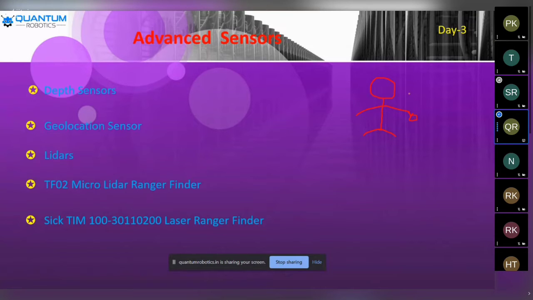If we go to a robot, firstly we begin with the material selection. In material selection we get different types of materials according to the environment, like cast iron, iron, steel, and 3D printed material. This is the material selection we make for a particular robot.